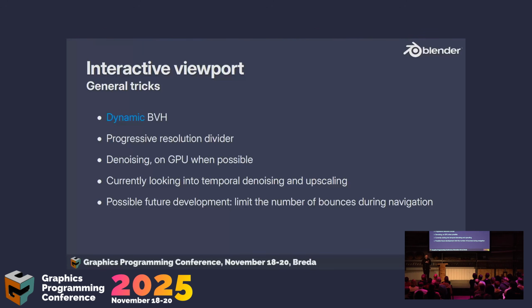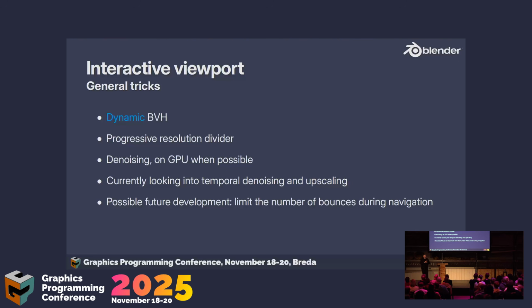So in the viewport, we use dynamic BVH, which makes it quite easy and cheap to update the optimization structure when someone moves a face or moves a vertex or moves an object. So it leads to a lower quality BVH, but faster update rates.